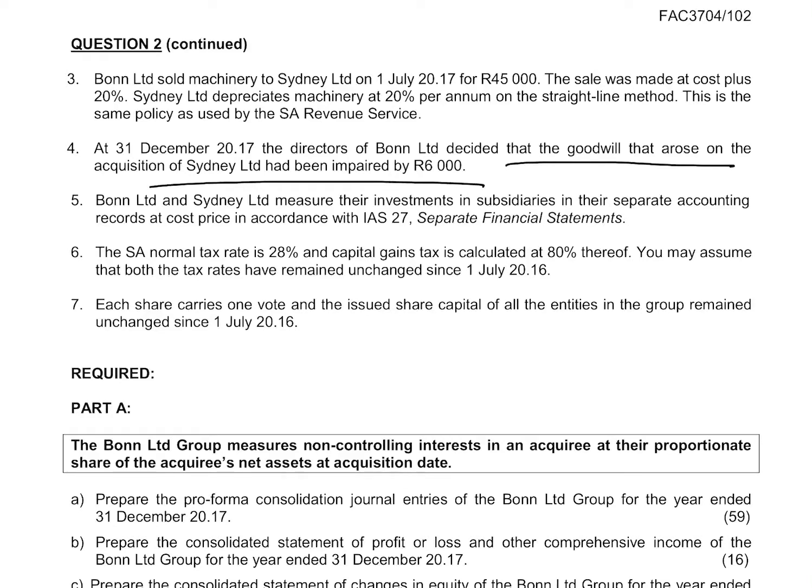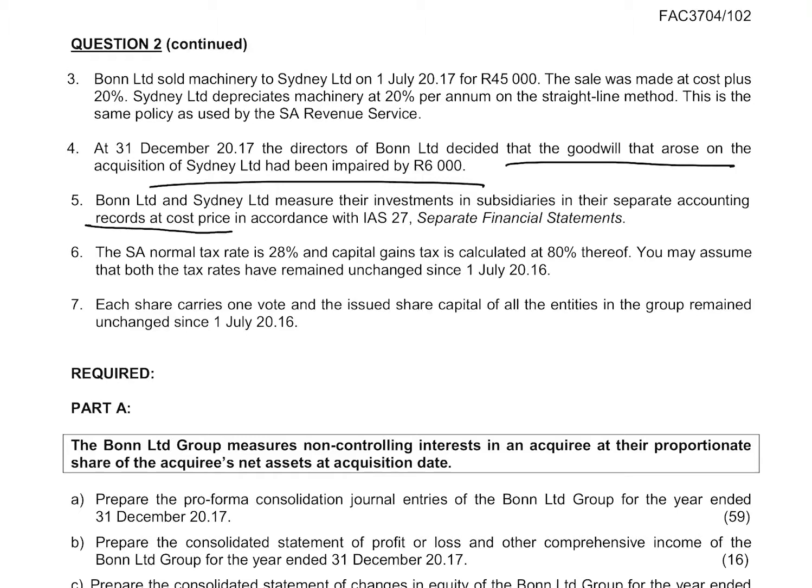Bond Limited and Sydney Limited measure their investments in subsidiaries in their separate accounting records at cost price. So your investment is at cost. If it was at fair value, we were going to reverse any fair value adjustment that could have been made by the parent. Are we together?